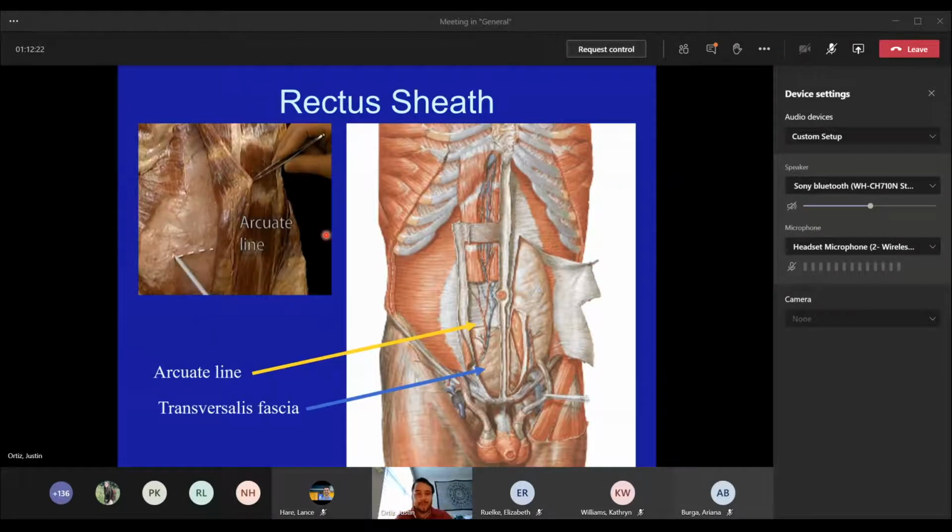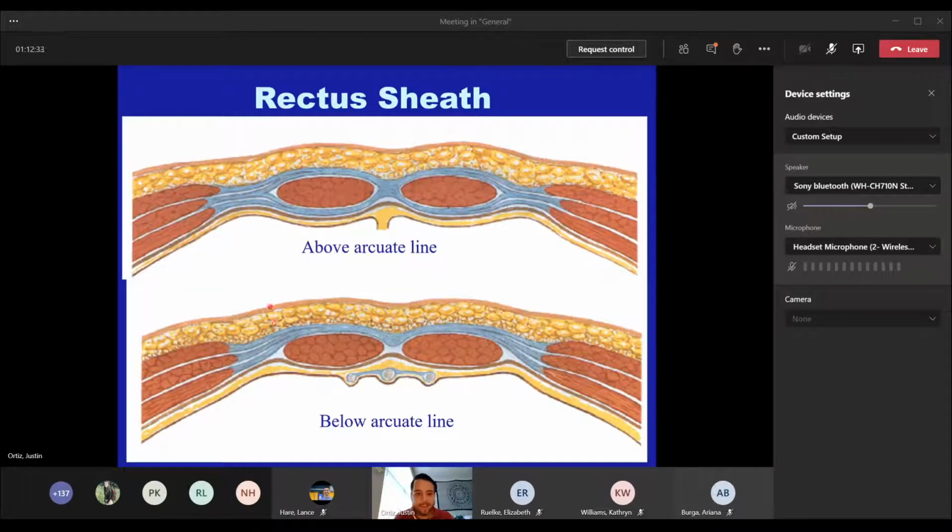Again, here's your arcuate line located right here on the posterior rectus sheath, transversalis fascia. We talked about that already. Again, same thing here. Look at this. You can see external oblique, half of the internal, and then on the posterior side, you have the other half of the internal, and then the transversus abdominis muscle, right? Also, remember, you're always going to have the transversalis fascia and the parietal peritoneum on the posterior side.